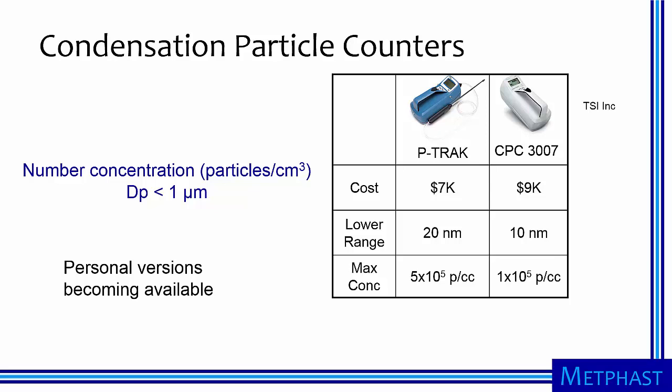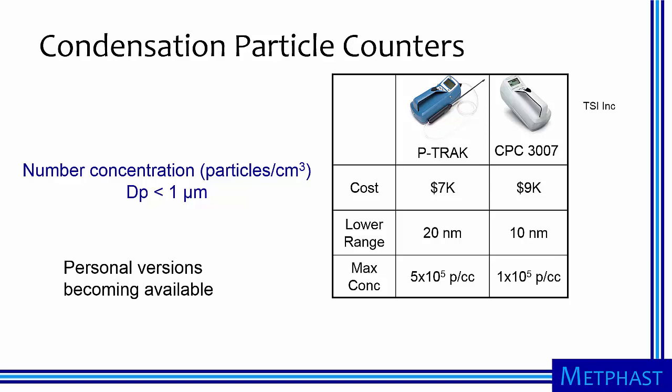Condensation particle counters are available that provide particle number concentration in units of particles per centimeter cubed. These numbers are associated with particle sizes smaller than 1 micrometer. There are personal versions that are becoming available at this time. However, they're not in widespread use, and they're quite expensive at this time, upwards of $15,000 or more.